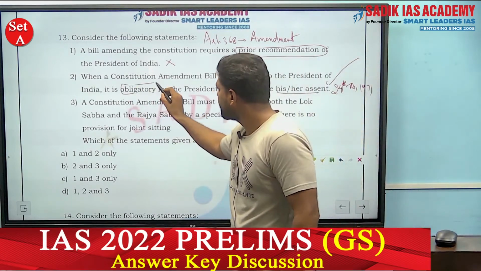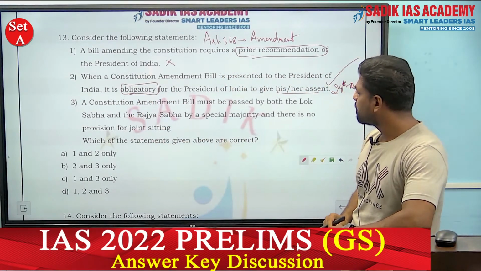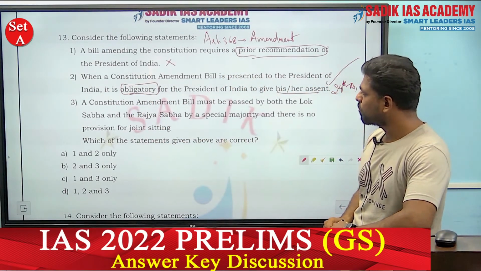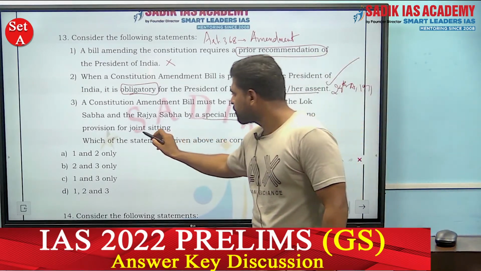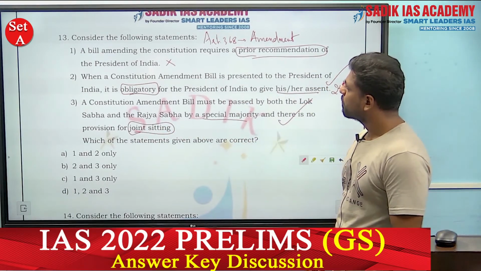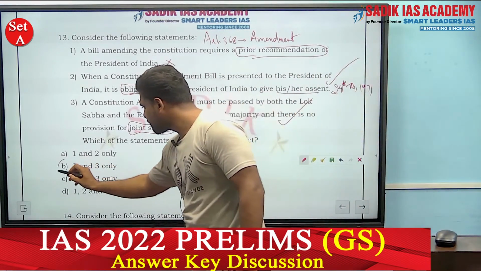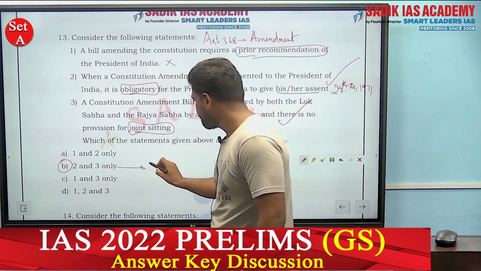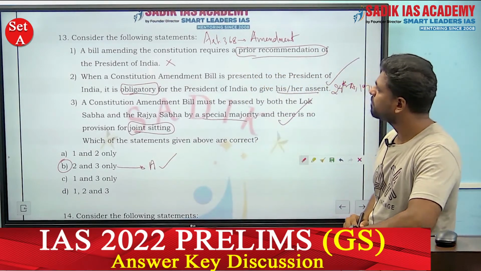It is obligatory. Statement number 3, a constitution amendment bill must be passed by both the Lok Sabha and the Rajya Sabha by a special majority, and there is no provision for joint sitting. This statement is also true. Therefore, without statement 1, the right answer is option B, which is 2 and 3.